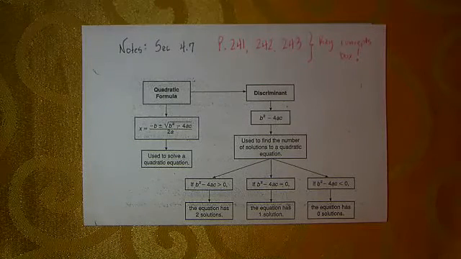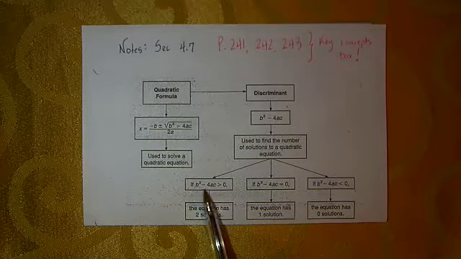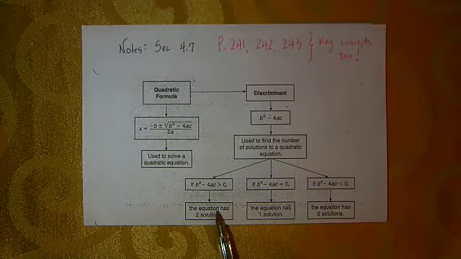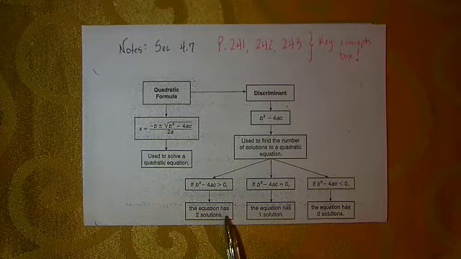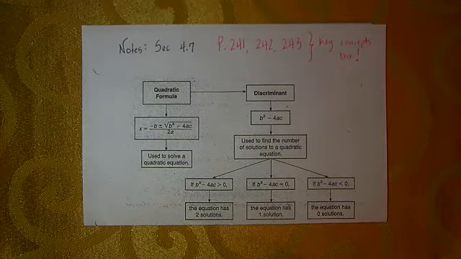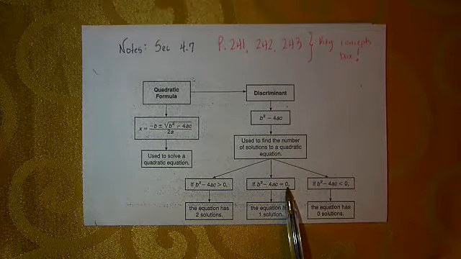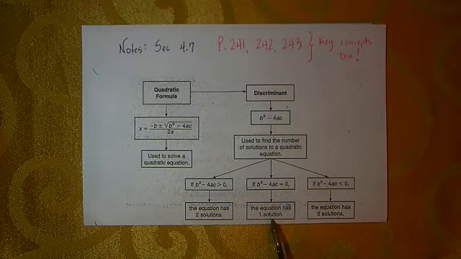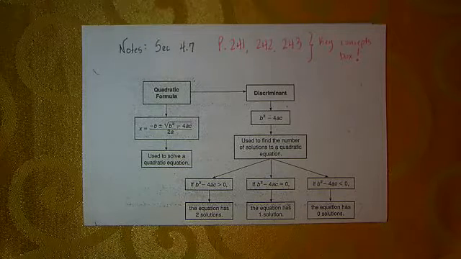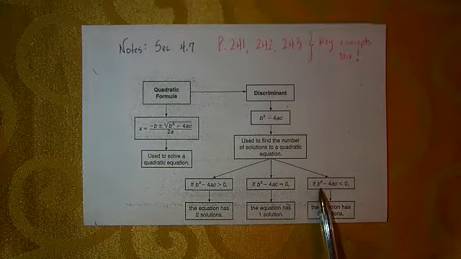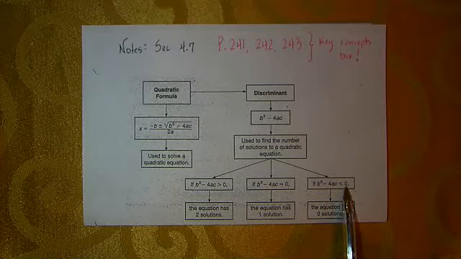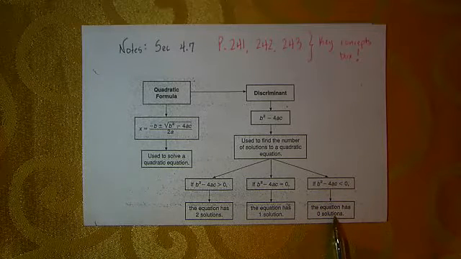If your discriminant, when you calculate it, is greater than 0, that means you will have two solutions, which means your parabola will cross the x-axis at 2 points. If your discriminant has a value of 0, your equation will have one solution, meaning your parabola will touch the x-axis at only one spot. And if the discriminant is less than 0, then you're going to have no real solutions.